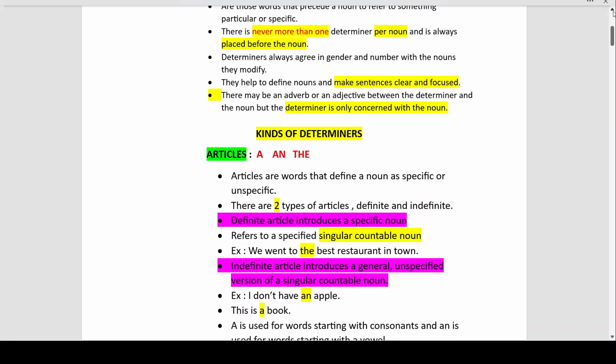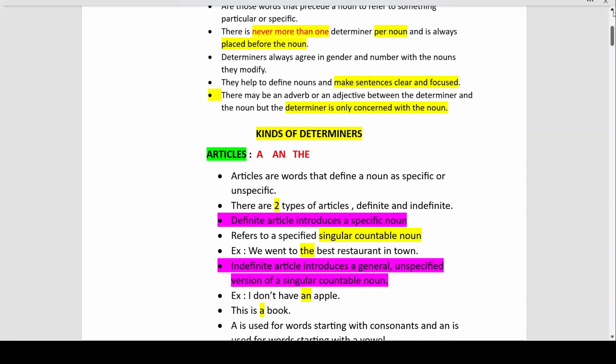Now, for example, we went to the best restaurant in town. Now, where did we go? We went to the best restaurant. That means it is specifying the noun restaurant to be the best in town. So, the article the is being used for the best restaurant in town.